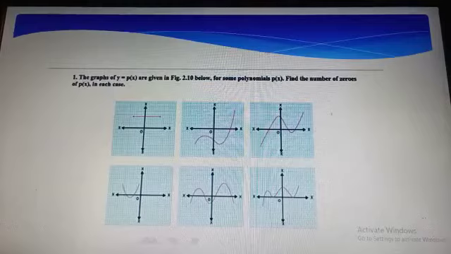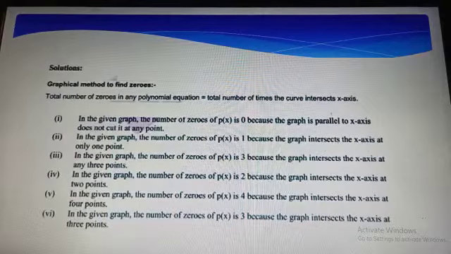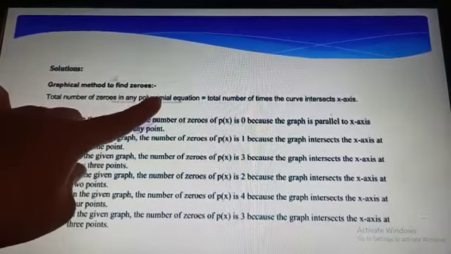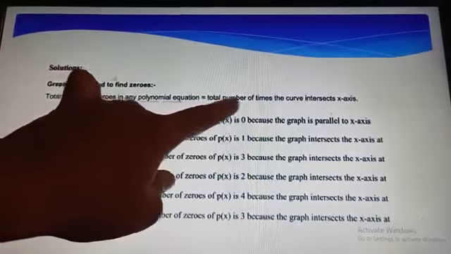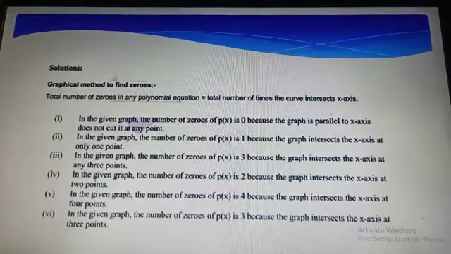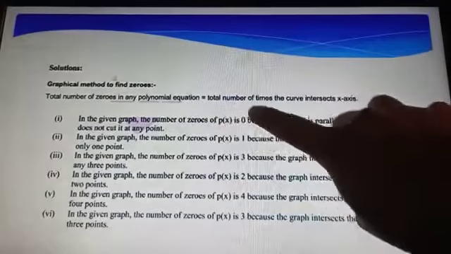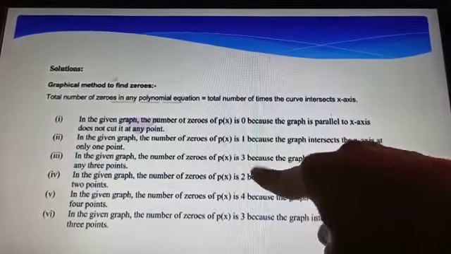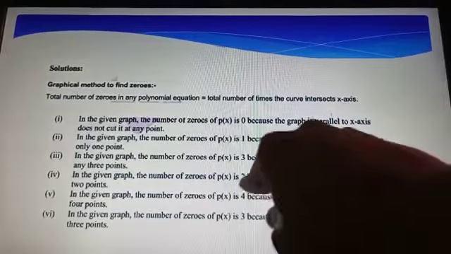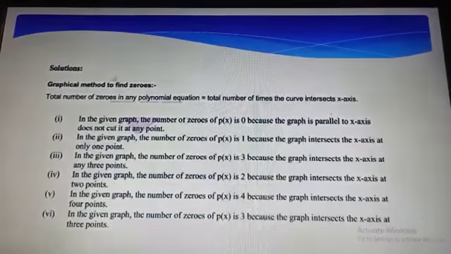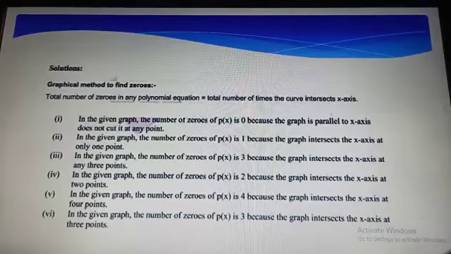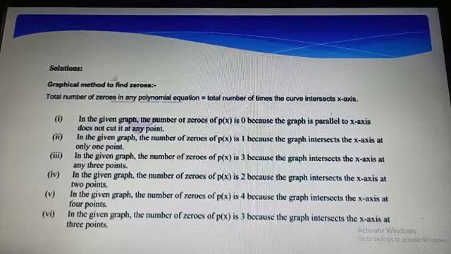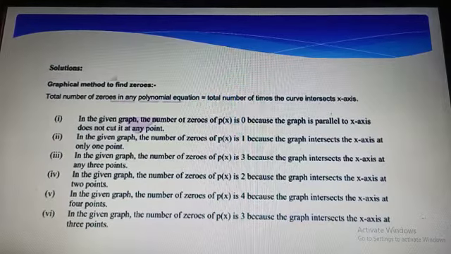Let us look at how to write the solution. So we say the total number of zeros is equal to the total number of times the curve intersects the x-axis. First graph 0, second graph 1, third graph 3, then fourth graph 2, 4 and 3. That's all for the first exercise. Now moving ahead to the second exercise.